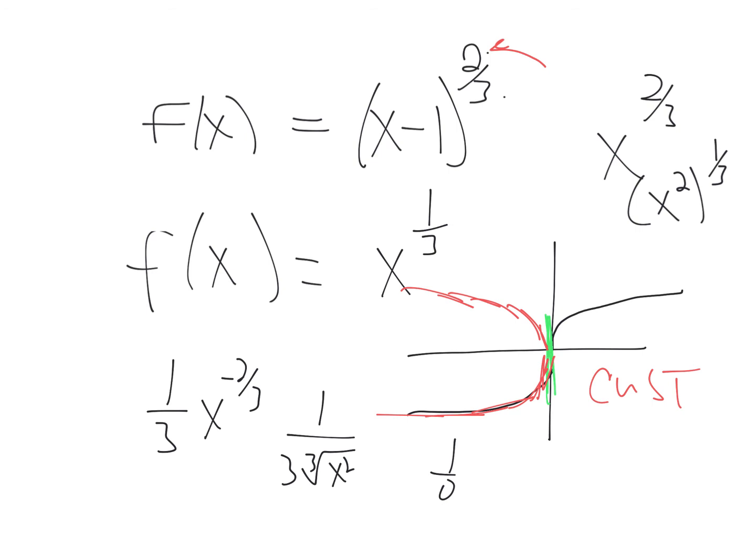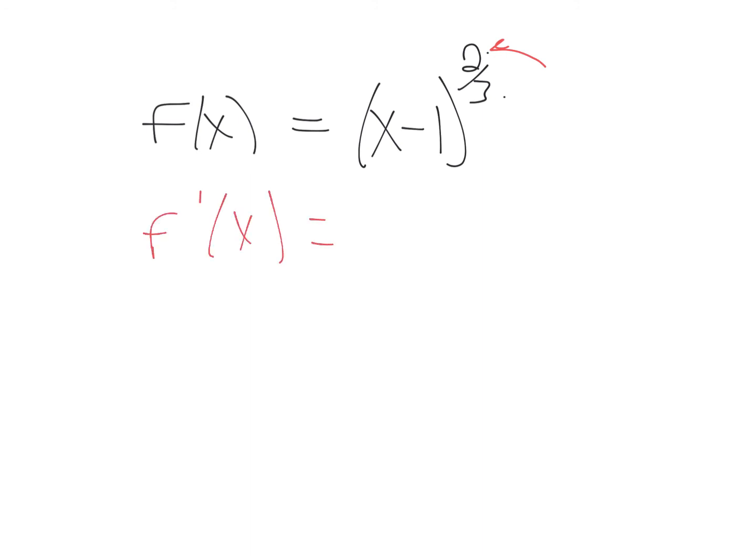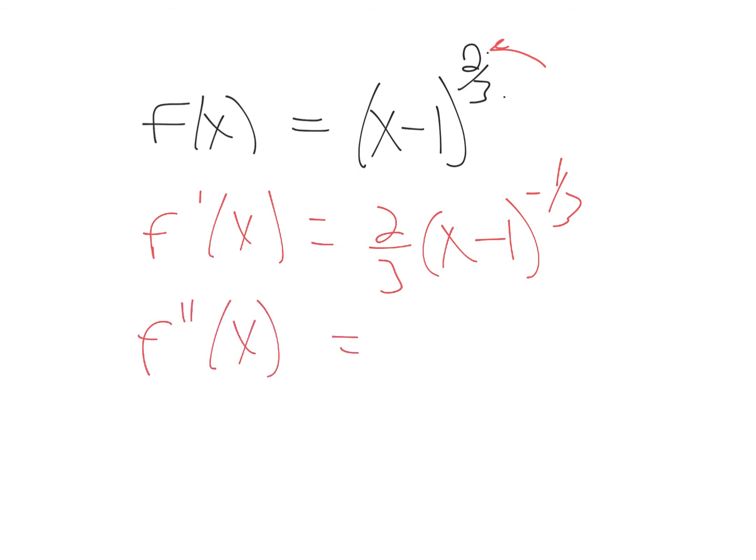Okay, not differentiable. And for this function here, it's just x to the 2/3 shifted right 1 unit, right? So then you can go with the analysis. If you don't remember that, you can always do the analysis, right? I'm just trying to not make it painful. If I want to do the derivative, wouldn't that be 2/3 times x minus 1 to the negative 1/3? And then if I want to do the second derivative, that would be negative 2/9 times x minus 1 to the negative 4/3.